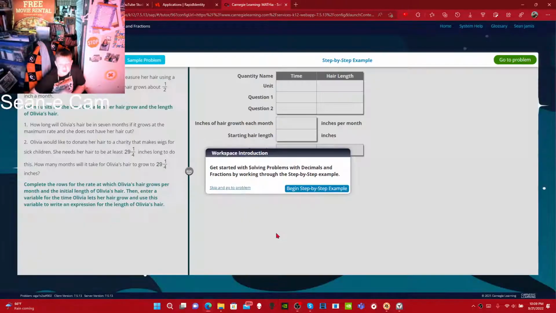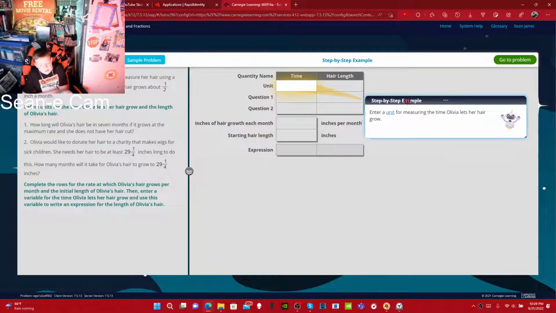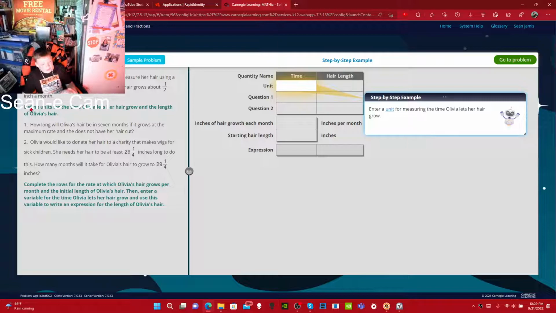I'll still be doing the solving problems with decimals and fractions step-by-step example. I'm doing a unit for measuring time. Olivia lets her hair grow. Olivia is growing her hair. She has a friend measure her hair using a ruler. It was found to be 23 3/4 inches long. Hair grows about half an inch a month. How long will Olivia's hair be in 7 months if it grows at the maximum rate and she does not have her hair cut?